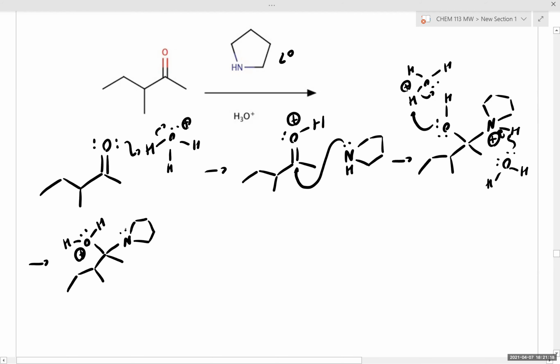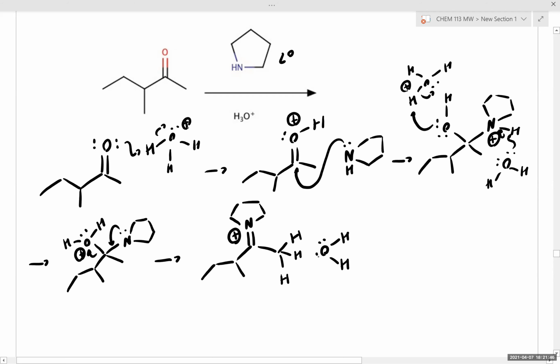and we have an available lone pair on nitrogen. We can kick that lone pair down to lose water, and we have our textbook iminium ion. Now, unfortunately, we cannot just remove a proton from our nitrogen. There's no proton to remove.